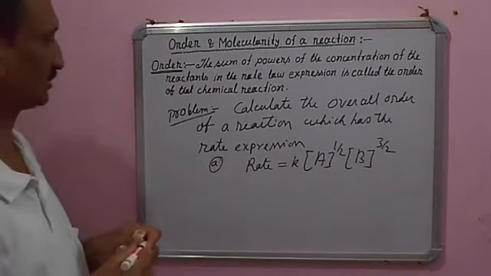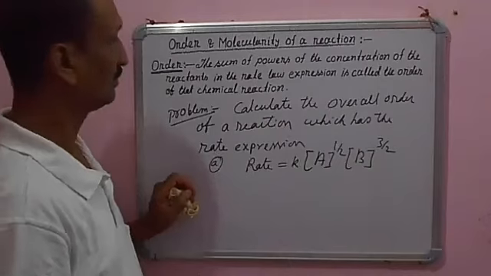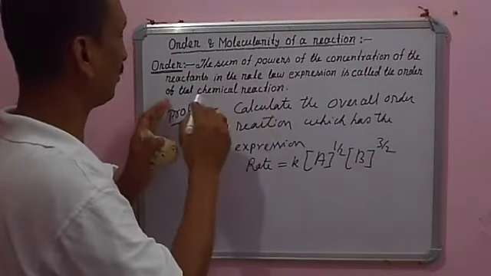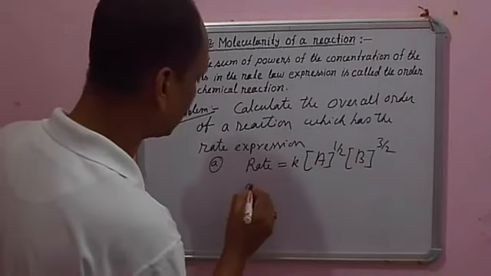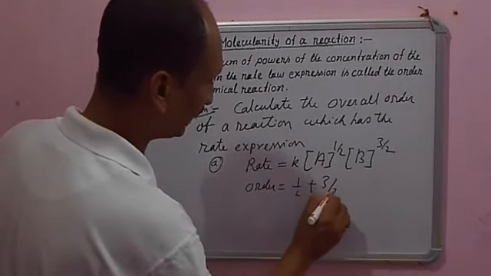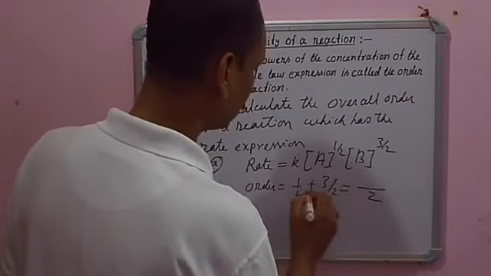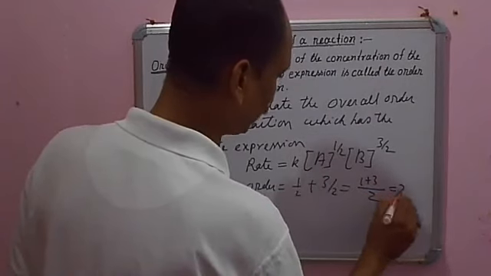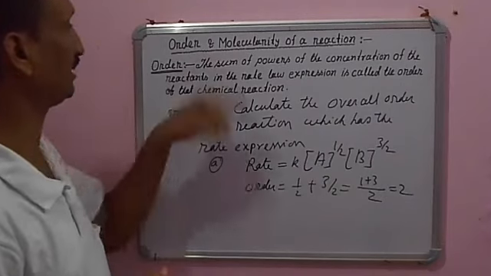So in that case, what will be the order of the reaction? Here the rate law expression is given. The sum of the power of the concentration of the reactants in the rate law expression is called the order of that chemical reaction. So here the order will be equal to half plus 3/2, that is 1 plus 3, that means 4 by 2, which is equal to 2. That means this will be your second order reaction. This way the order of the reaction is obtained.